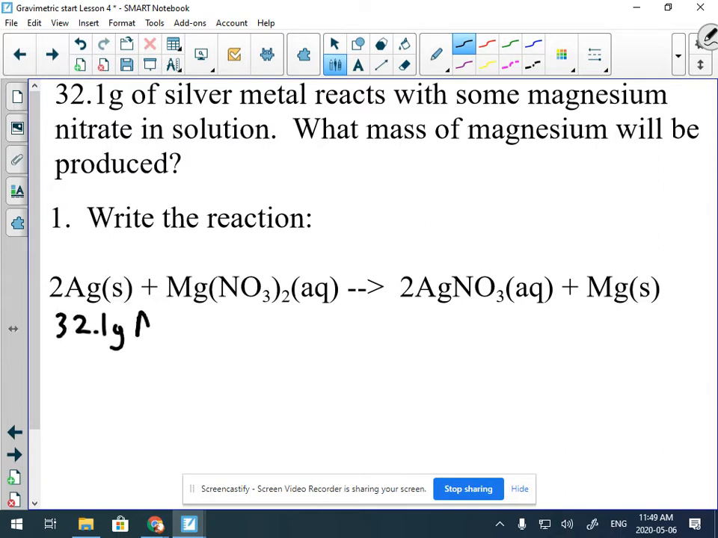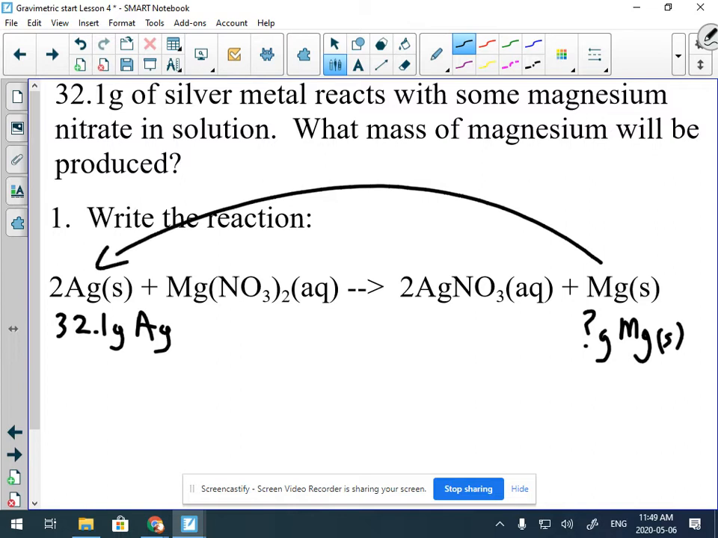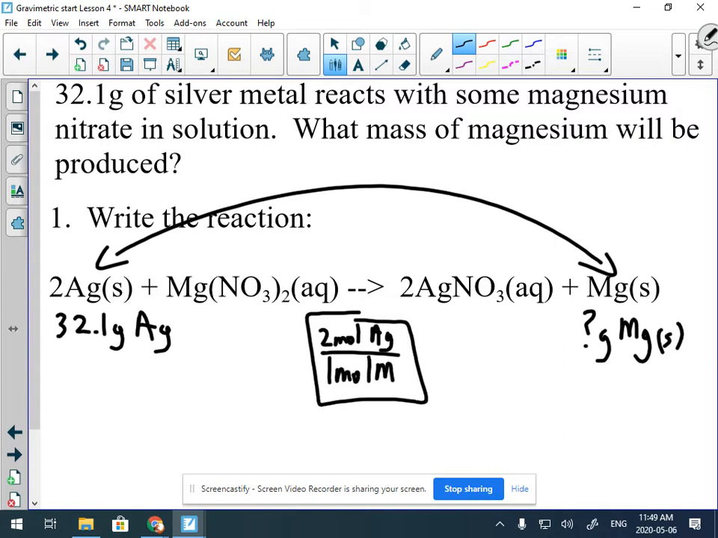32.1 grams of silver. Okay, it wants us to solve mass magnesium. So we're comparing these two. Then we need our mole ratio. So we have 2 moles silver and 1 mole magnesium. Now, as I said, we need mass and molar mass.